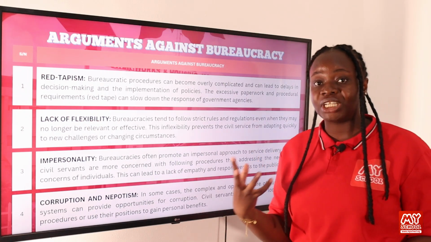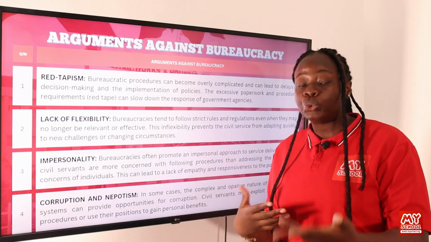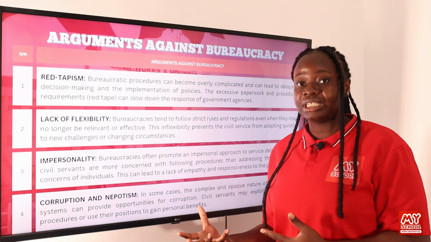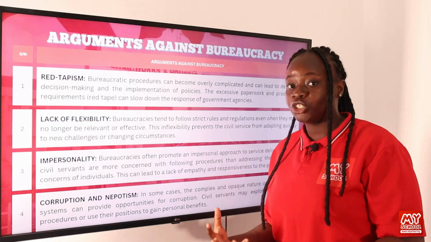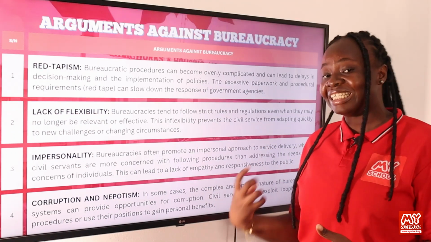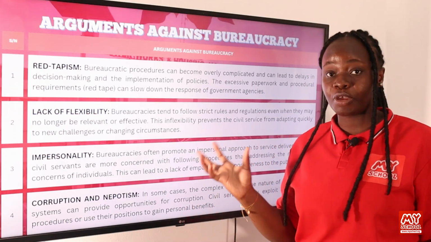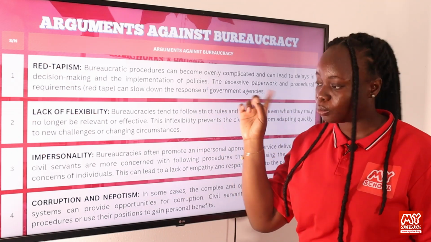So the fact that they are objective in their approach to doing things makes them impersonal in their nature. So they do not pay attention to personal needs of the citizens, and this can be a problem. This is one of the arguments against bureaucracy.